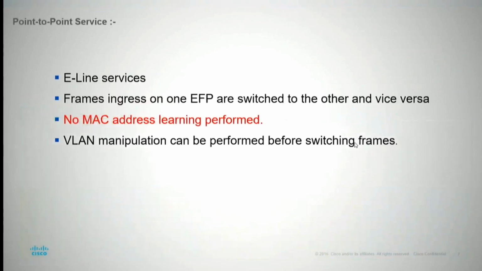This is what we call inline services. Frames ingress on one EFP are switched to the other and vice versa. As we discussed, there will not be any MAC learning performed because it is point to point, and the router knows that if a frame is received on one interface, I need to switch it on another interface. So we can configure the VLAN manipulation, right? We earlier discussed rewrite ingress tag. Using that command, we can manipulate the VLAN.